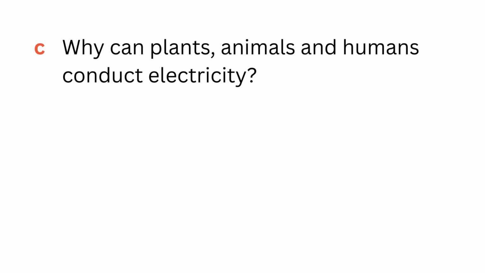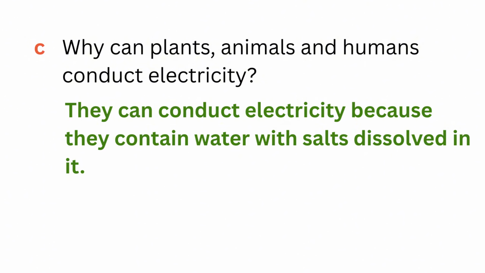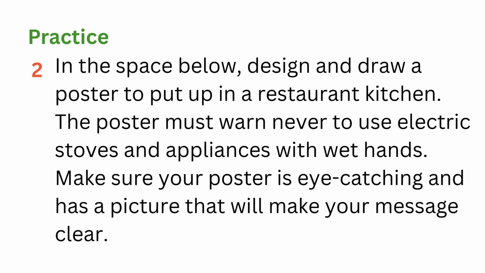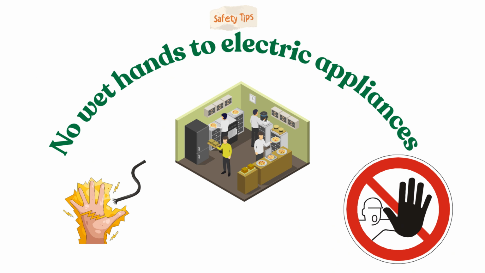C. Why can plants, animals, and humans conduct electricity? They can conduct electricity because they contain water with salts dissolved in it. Practice. Question number 2. In the space below, design and draw a poster to put up in a restaurant kitchen. The poster must warn never to use electric stoves and appliances with wet hands. Make sure your poster is eye-catching and has a picture that will make your message clear. So, you can design and draw a poster as you wish. And this is an example of mine.